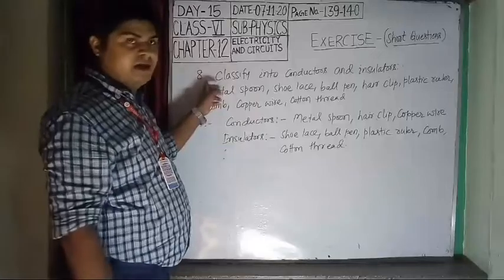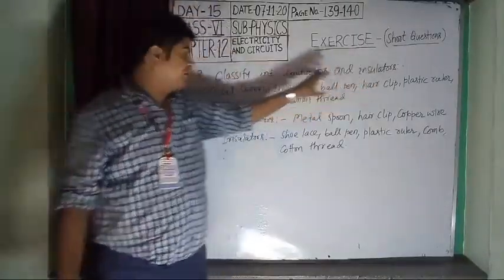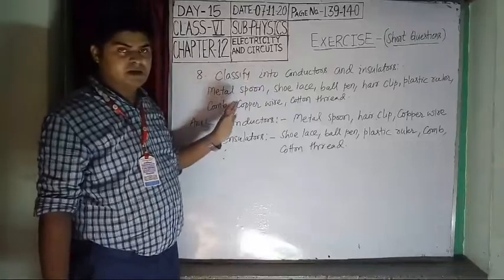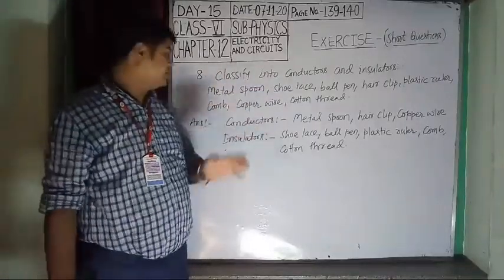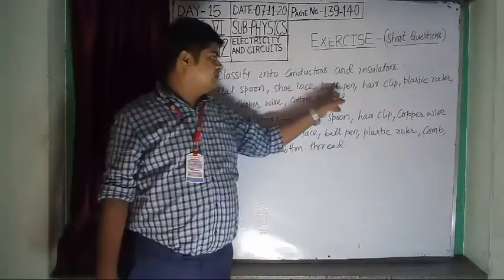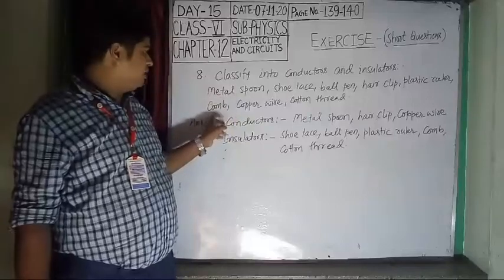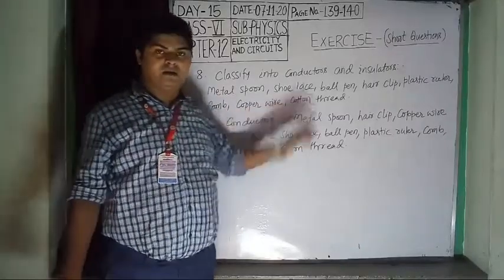Now let us see question number 8. Classify into conductors and insulators. Some materials are given and you have to separate which are conductors and which are insulators. The materials are metal spoon, shoelace, ball pen, hair clip, plastic ruler, comb, copper wire and cotton thread.